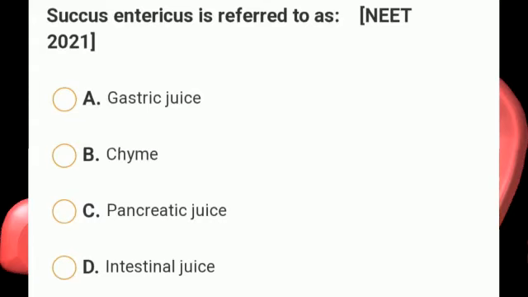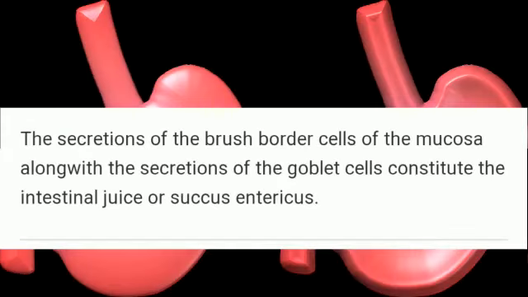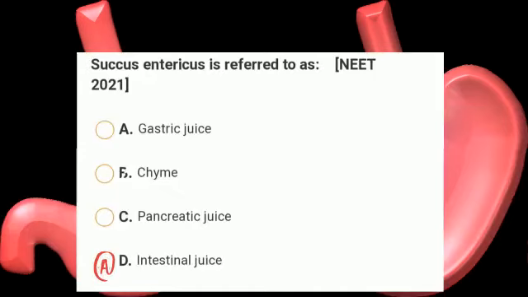Actually, this is the digestive juice present in the small intestine, which is released from the brush border cells of the mucosa along with the secretion of goblet cells. Because of this, the right answer is intestinal juice. The juice secreted by these cells is considered intestinal juice, and succus entericus is released from these cells present in the small intestine.